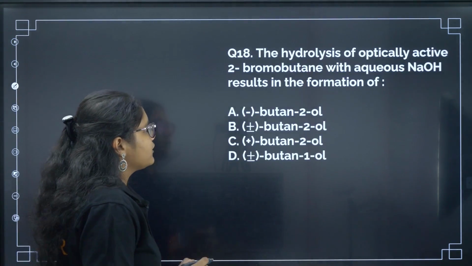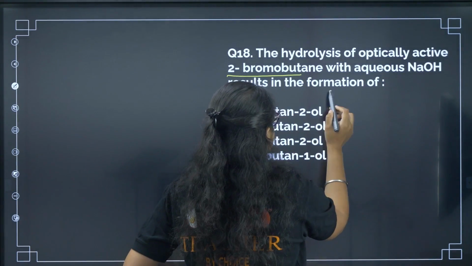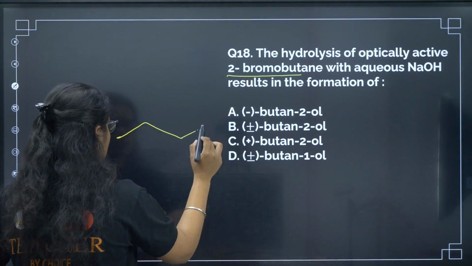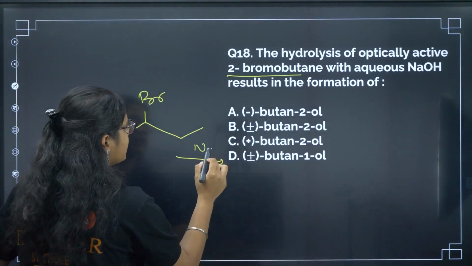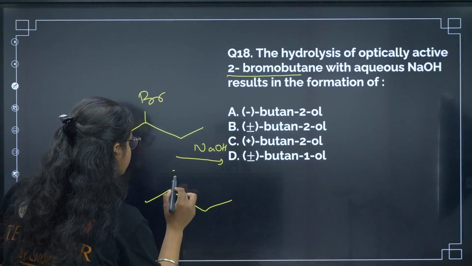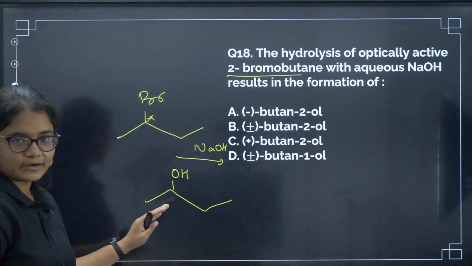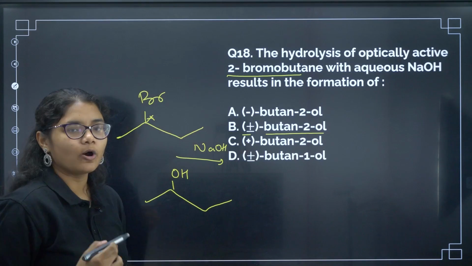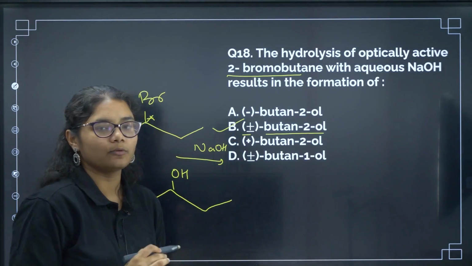Okay, next. The hydrolysis of the optically active 2-bromobutane with aqueous NaOH results in the formation of. So we have 2-bromobutane and then treat it with NaOH, right? So now the bromine will be replaced with OH group, right? Since this chiral center is there, we will have another chiral center here. So we will get plus-minus butan-2-ol. Okay, optically inactive compound, the racemic mixture, we will get. So the correct answer for this question will be option number B.